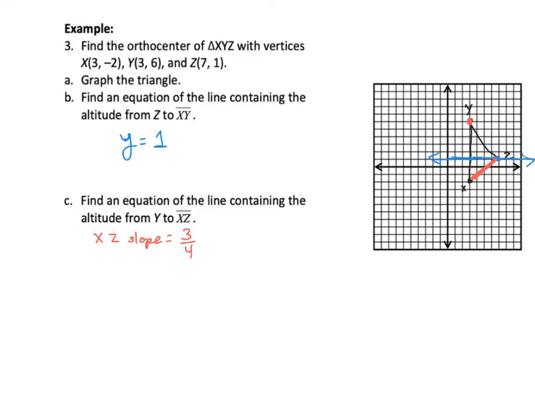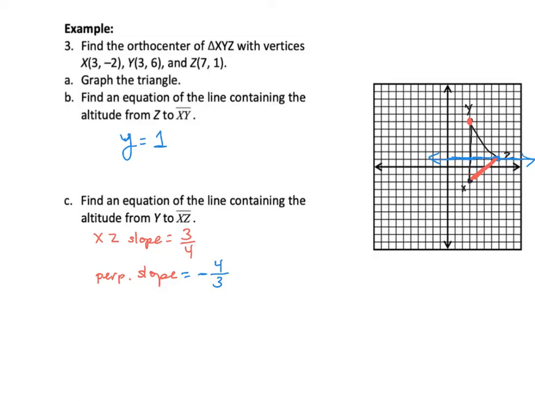Now, that's the slope of that line. But we're looking for the perpendicular bisector, the altitude. So we need the perpendicular slope to that. To find the perpendicular slope, it's the opposite reciprocal. So it's negative now because it was positive before, and then we flip the numerator and denominator, so our perpendicular slope is negative 4/3 because we want that line perpendicular to that xz.